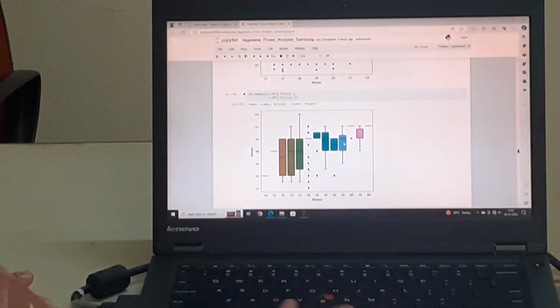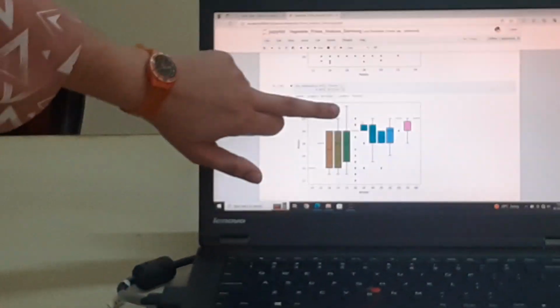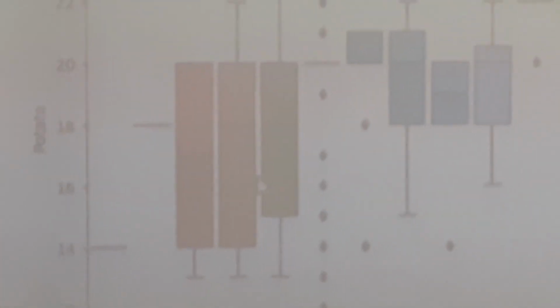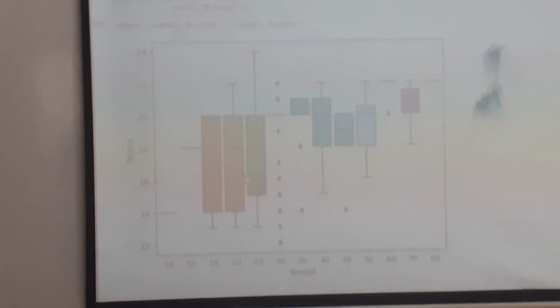This is box plot. Box plot is used to represent the maximum price wherever this part is there. And wherever the box representation is there, that is used to present the average.